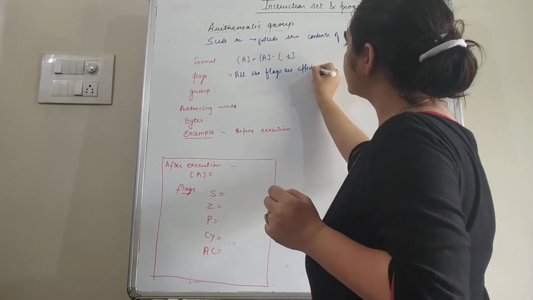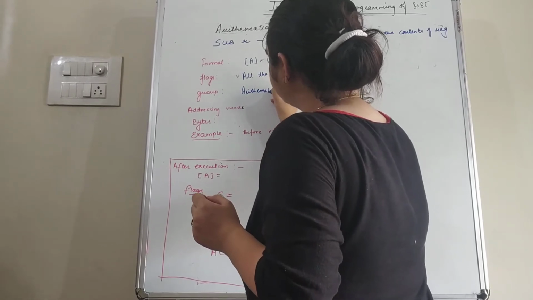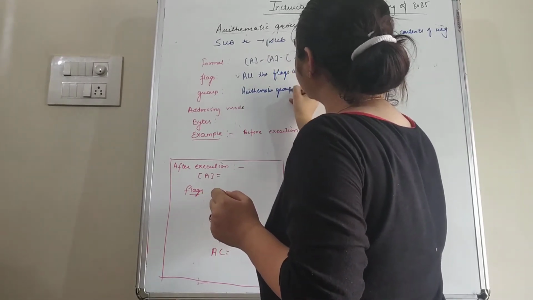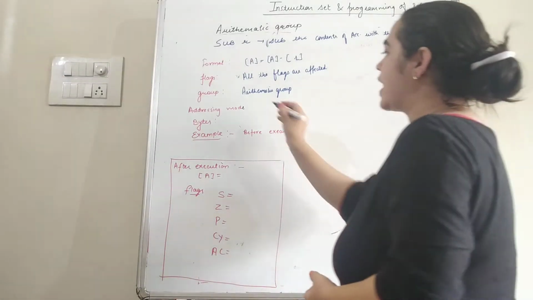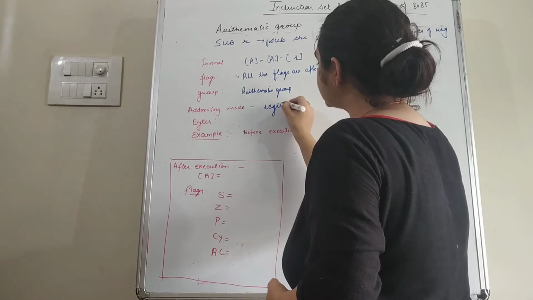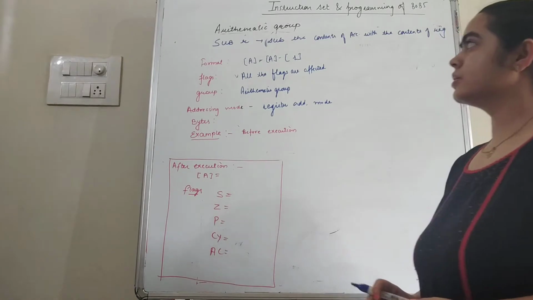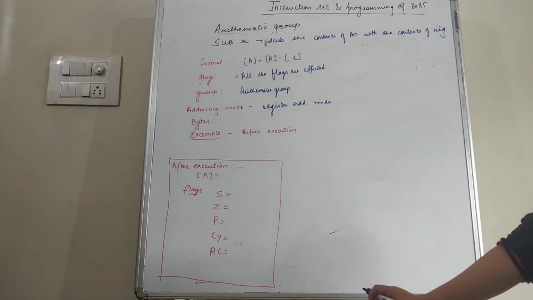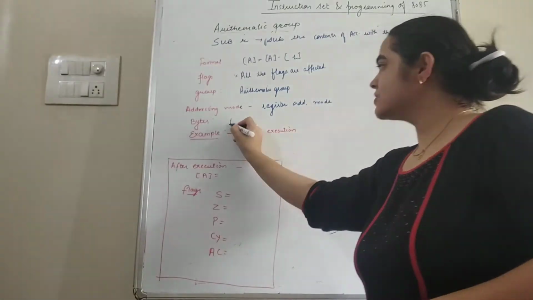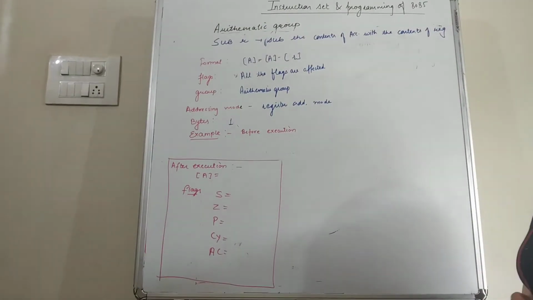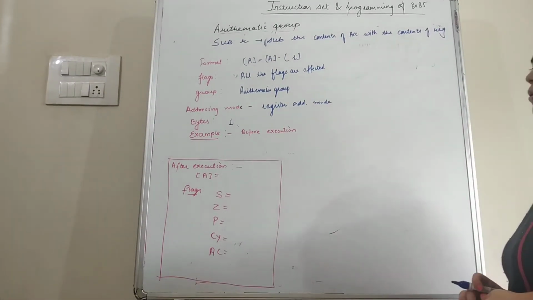Next is the group. The group of this instruction is the arithmetic group. Next is the addressing mode. Here, in the instruction the register name is given, that means the addressing mode is register addressing mode. Next is bytes. Here there is no data and no address mentioned in the instruction, so the number of bytes occupied by this instruction is only 1. We can see it with the help of an example.